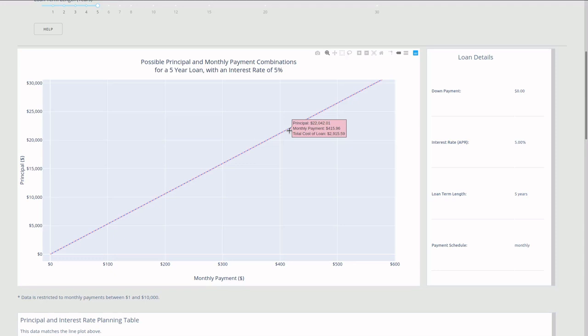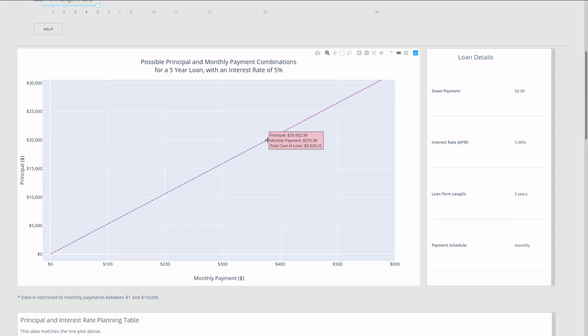Now, to answer the question about down payment, you want to think about how that down payment will impact the principal. So, you're starting off with a loan here of $22,000. Let's suppose that you're willing to put down $2,000 to bring that principal down to $20,000, and consider how that impacts your monthly payment and loan cost. So you can just scroll down on this graph until you find a number that's close to $20,000. For example, this point is pretty close.